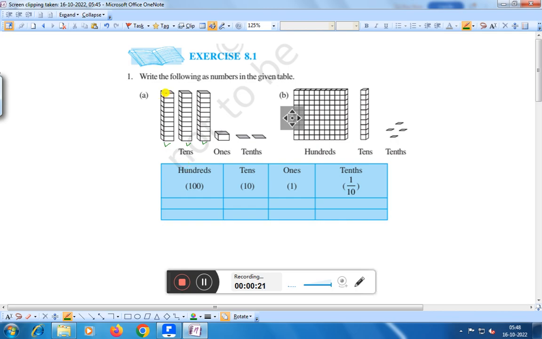Here you can count also 1, 2, 3, 4, 5, 6, 7, 8, 9 and 10, right? So 3 tens, that means you can write here in the table that it is 3, right? Therefore in the tens table you can write 3, right?